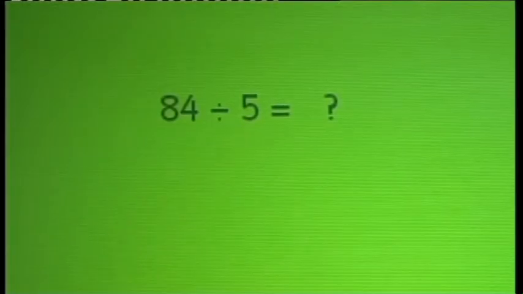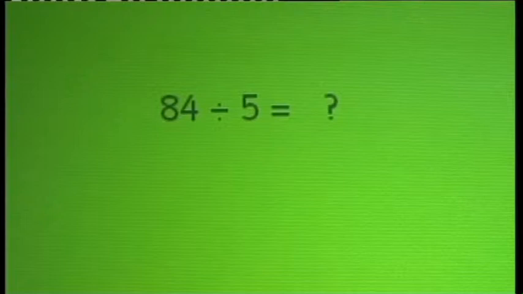Hello, in the last lesson you saw how to write multiplications down. In this lesson we'll do the same with division, and this time there are only two methods. I'll show you the first method using this sum, 84 divided by 5.